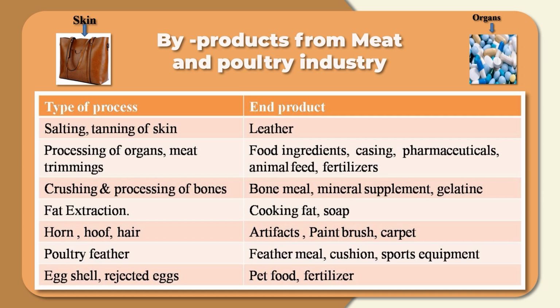The fat obtained from the animal carcass can be extracted and used as cooking fat or for manufacturing soap. The horn, hoof, and hair, whatever body parts of the food animals are generated during meat production, can be used for value added products like different artifacts, paintbrushes, carpets, etc. Even from the poultry processing unit, we will get poultry feathers, which can be utilized for feather meal preparation, cushion preparation, and sports equipment preparation. From the egg industry, you can have eggshells or rejected eggs which can be processed into pet food, fertilizers, etc.